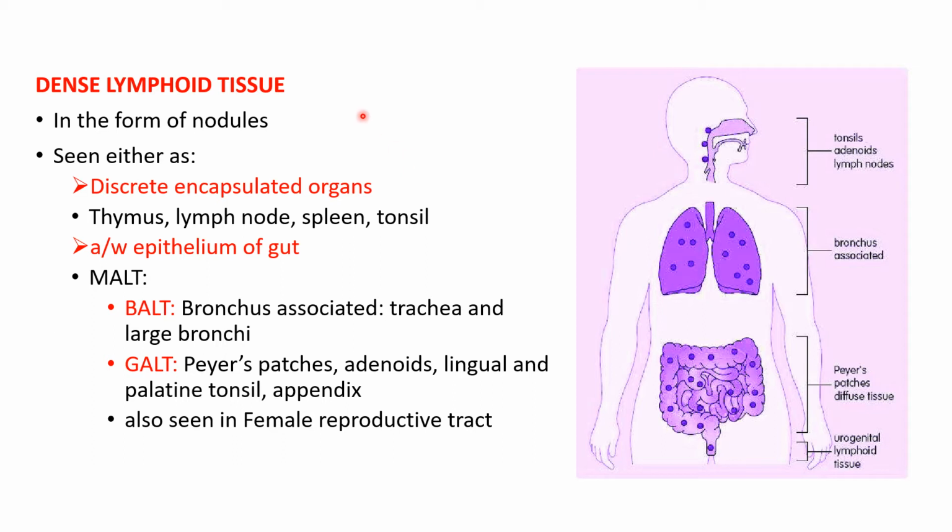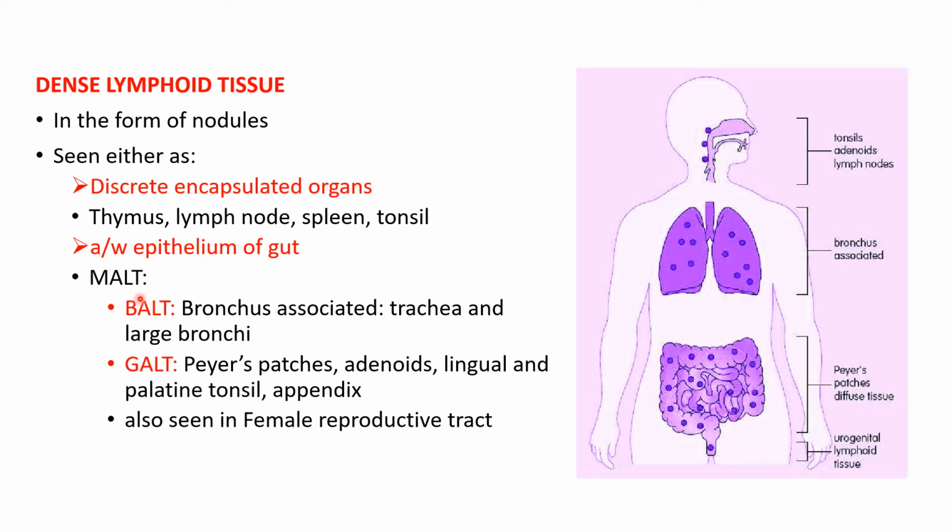Now the dense lymphoid tissue is seen in the form of lymphatic nodules. It can be found either as discrete encapsulated organs, or it can be seen in association with the epithelium of certain regions. The discrete encapsulated organs include the thymus, lymph node, spleen, and tonsil. Whereas the sites where it is associated with the epithelium include the mucosa-associated lymphoid tissue.